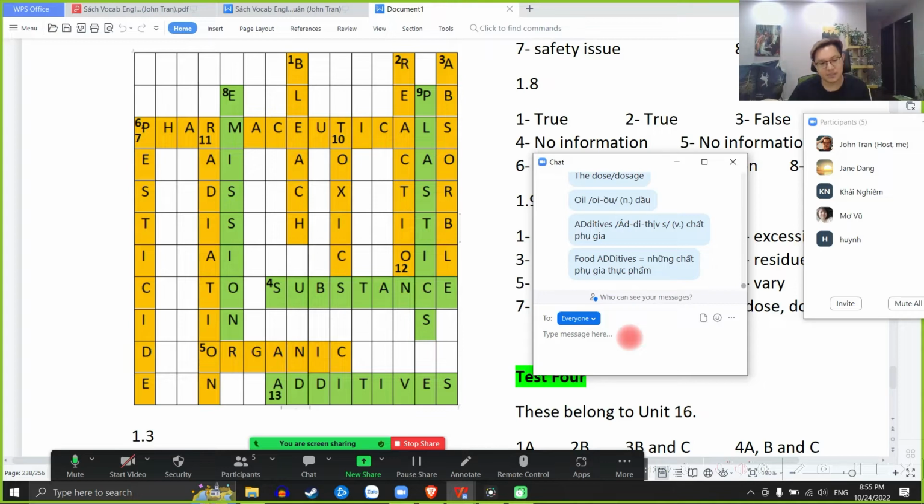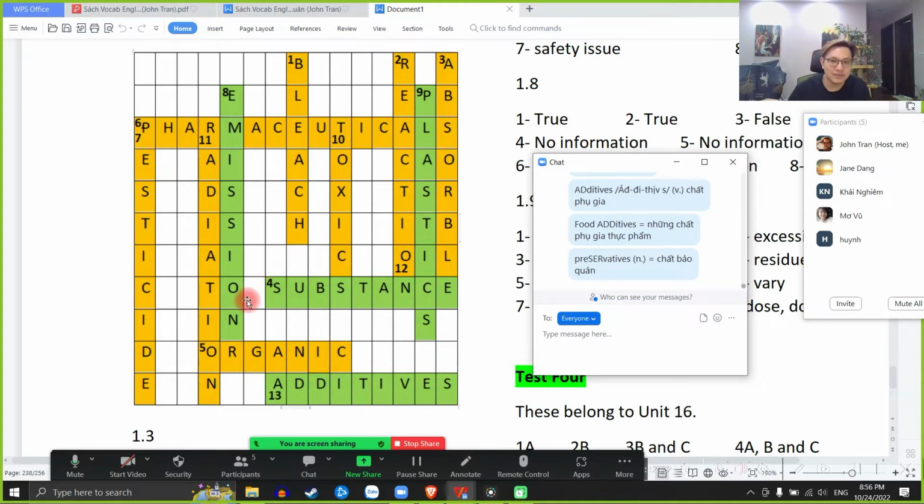But most importantly, preservative nó là chất bảo quản. So, if a piece of food that you bought from the supermarket lasts for a very long time, it means there are a lot of preservatives in there, especially the ones from China. You don't want to eat those things. Preservatives.